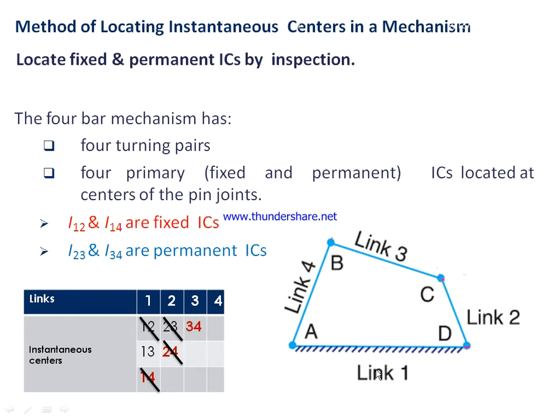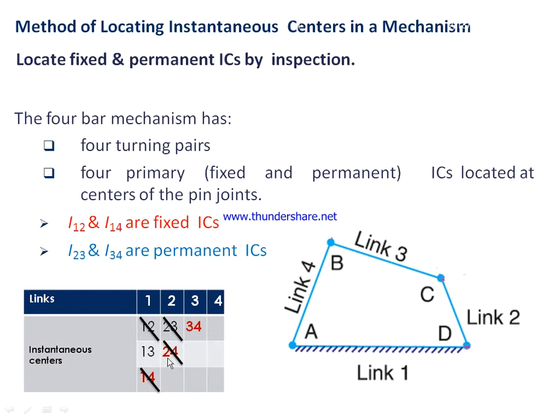Between link 1 and link 2 we have I12, between link 2 and 3 we will have I23, between link 3 and link 4 here at B we will have I34, and between link 4 and link 1 we will have I14. Of these, I12 and I14 are the fixed instantaneous centers, and I23 and I34 are permanent instantaneous centers.